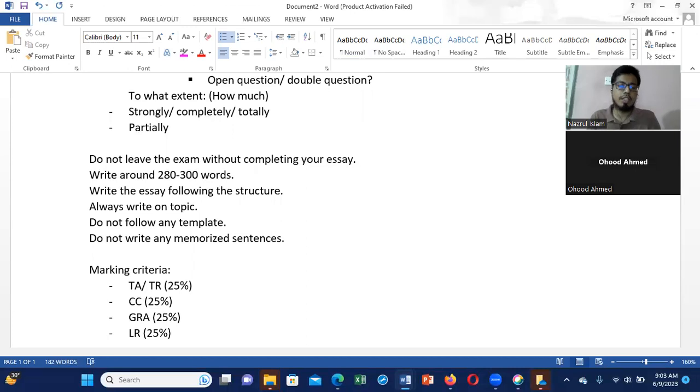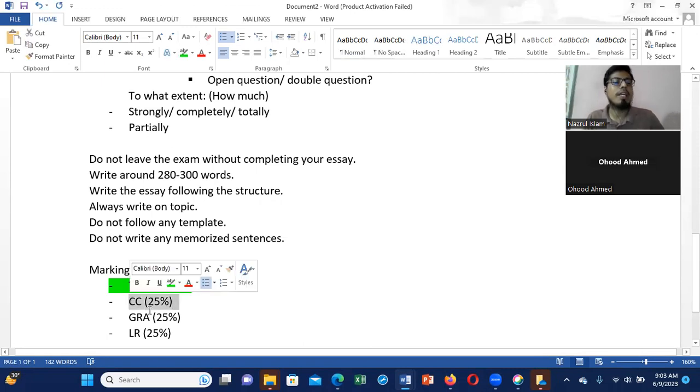Out of these 4, this one is the most important. So what does it mean? Let me explain task achievement. It means you need to understand the question, you need to write on topic, and you need to write accordingly what the question asks you. You need to cover all the things based on the question. Clear? This one is the most important. That's why the blue color is given here.